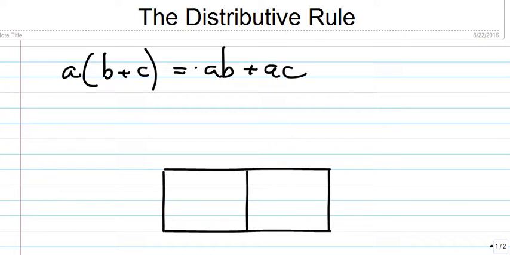We get this formula by evaluating an area in two different ways. So suppose that this height here is A, and this width here is B, and this width here is C. Now the area of the big rectangle is the height times the width, and the width is B plus C. So the area of the big rectangle is height A times width (B plus C).